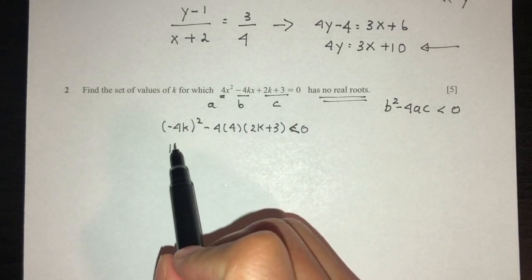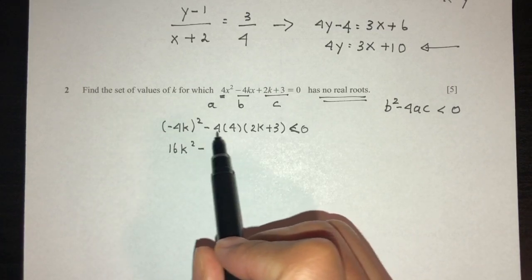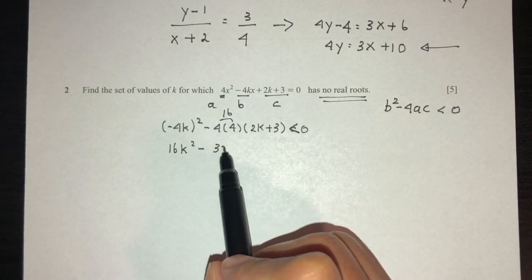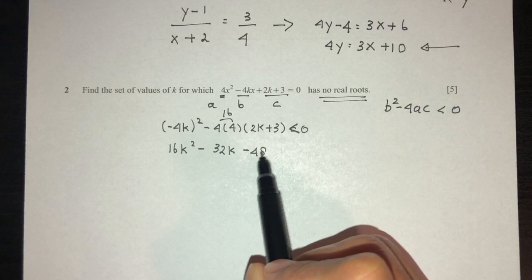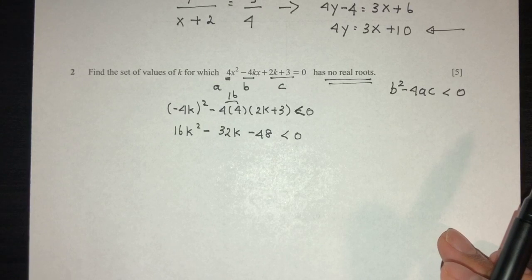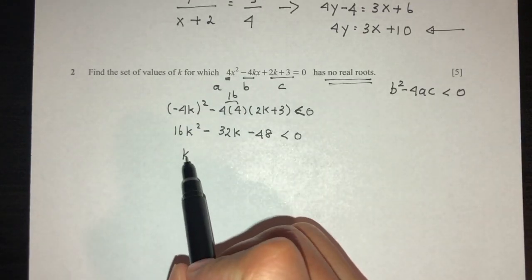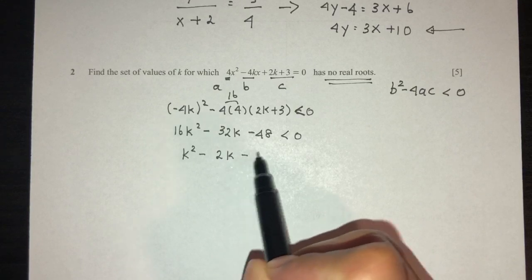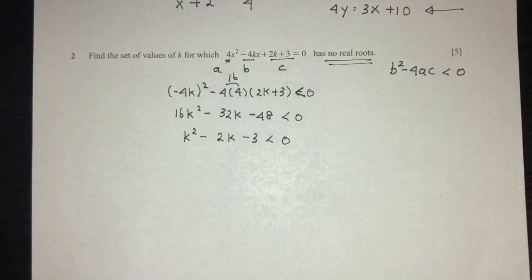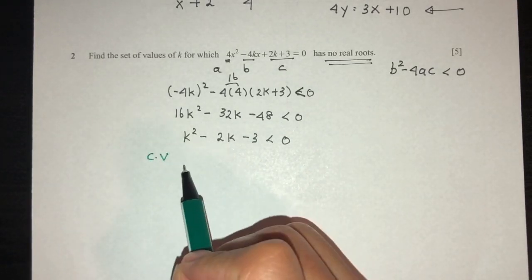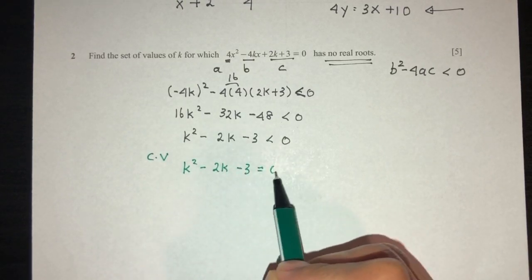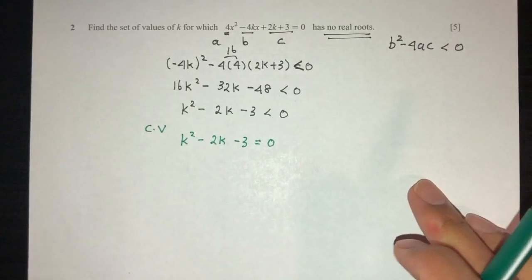So you will have 16k squared. That will be 16, right? So minus 16 times 2 will be minus 32k, and minus 48 is less than 0. Now we can simplify this. If you divide by 16 everywhere, that should give you k squared minus 2k minus 3 is less than 0. So now we have this equation, but first we have to find the critical values. So for the critical values, you take the same equation, but instead of less than, you equate to 0. Now let's solve this to find the values of k where this is true.